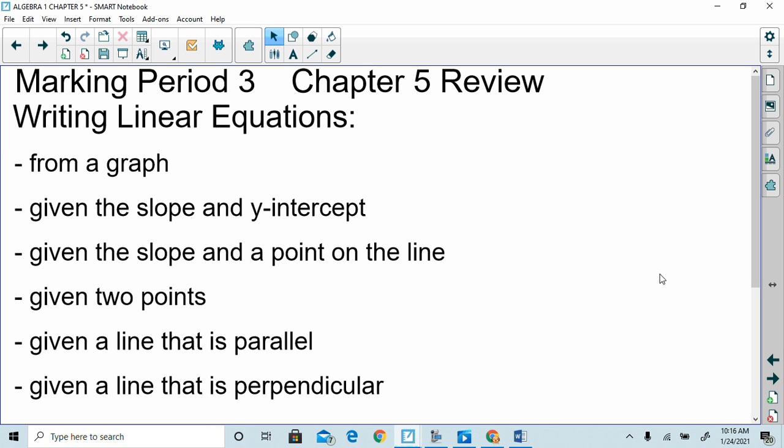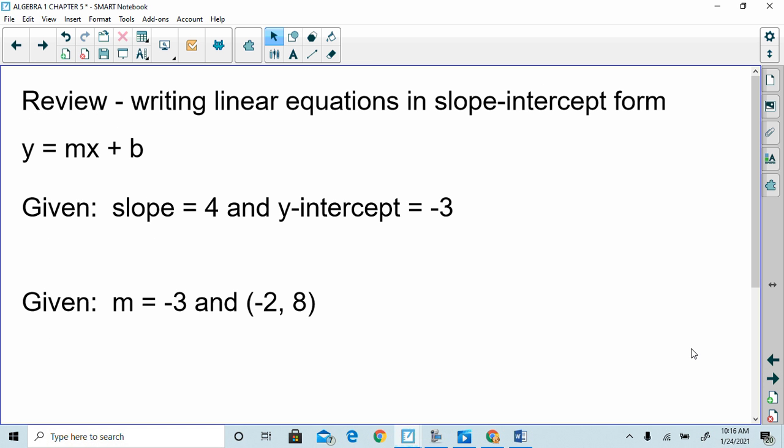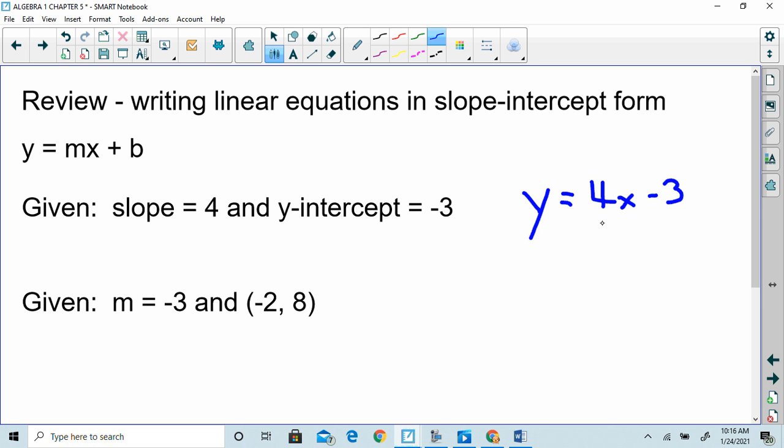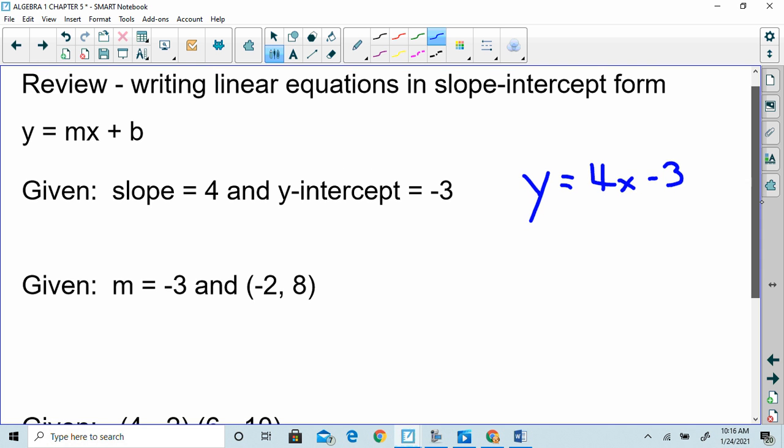We then went into standard form, but let's start off with slope-intercept form. Y is equal to mx plus b. We know that m is the variable that represents our slope, and b is the variable that represents our y-intercept. When we're given all the information that we need, we just simply replace those two variables, and we have our line. So in this first one, when you are given the slope and the y-intercept, we simply have y is equal to 4 times x minus 3. Slope is 4, y-intercept negative 3.